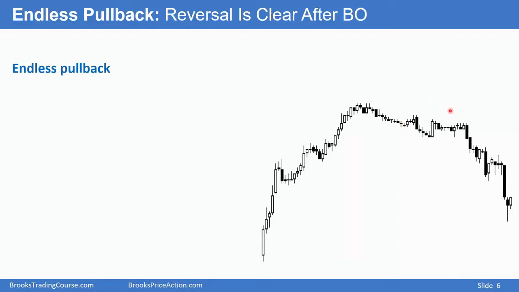You can call this a rounded top if you want. To me, it's an endless pullback. And clearly, at this point, where you have a consecutive pair of bars, big bear bars closing on their lows, probably a measuring gap, a trading range breakout, at least a measured move down. This is where everyone agreed that it's no longer a pullback in a bull trend, it's now a bear trend. Consecutive bear bars, big bear bars closing on their lows.